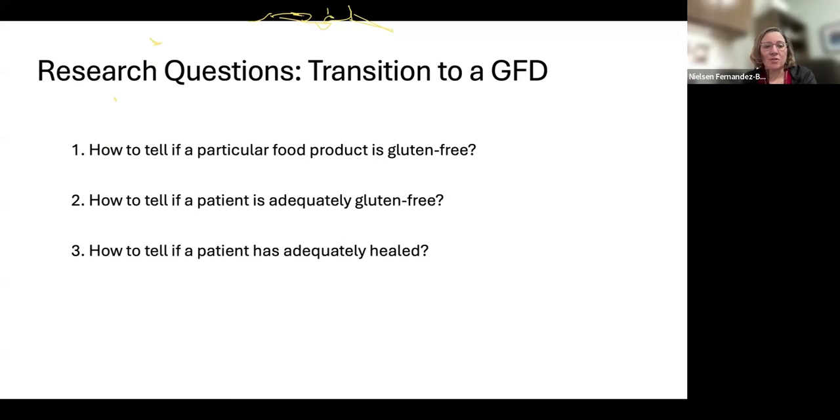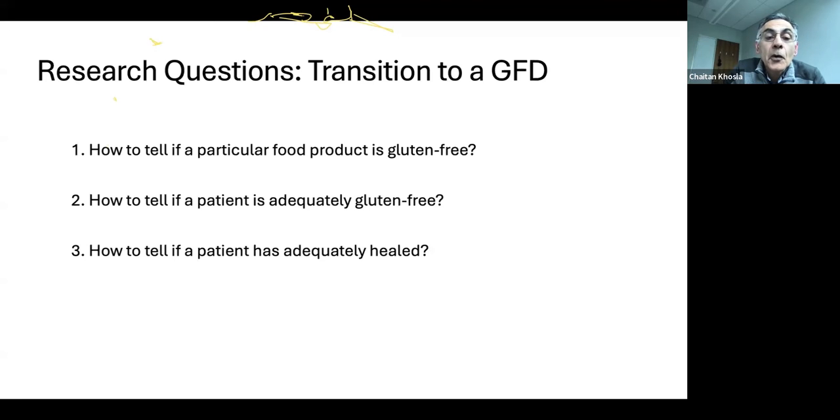And these are the questions. The first one will be how to tell if a particular food product is gluten-free. Dr. Kosla, can you address that? Yeah, in fact, the interest level in these questions is clearly going through the roof these days in the celiac community, as is illustrated by the questions that are coming up in the chat as well.